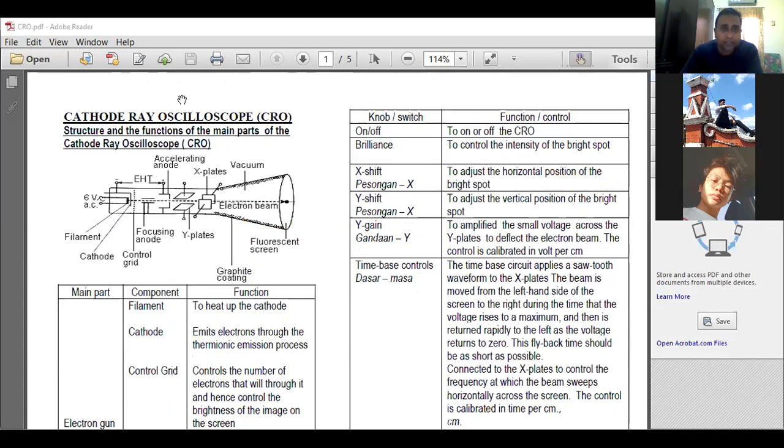What happens is your cathode ray will travel straight and then hit the screen in the middle, because there's no electric field here. So it will travel straight and goes in the middle. So you see one dot here.